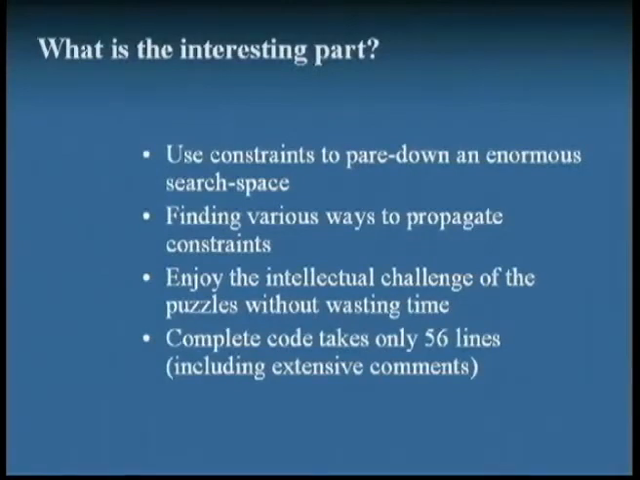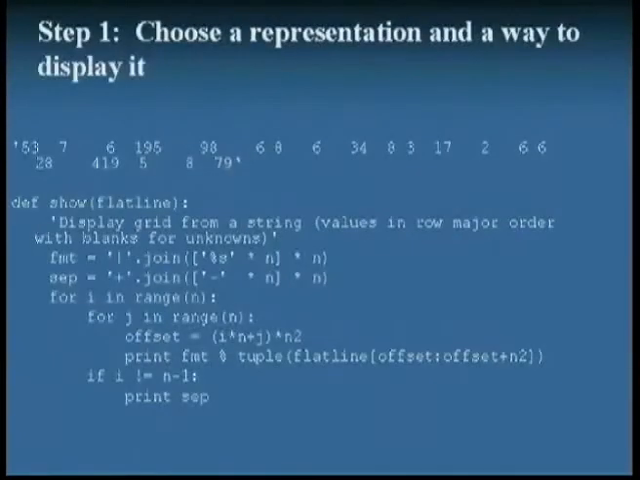So the interesting part is using a constraint solver to pare down the possibilities. The code only takes 56 lines. It's easy. The interesting part of many AI problems is not the method that you use to solve them, but choosing a representation. A simple representation is what I can't produce. Let's define the problem as a string with spaces representing the unknowns.